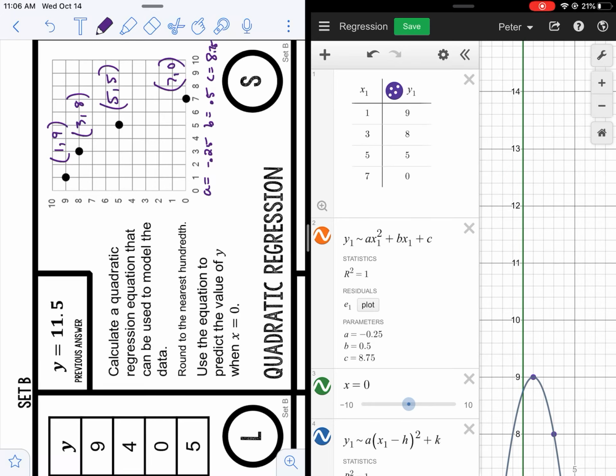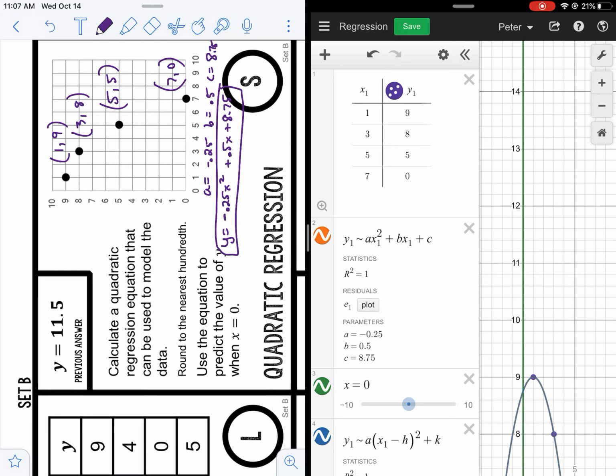So here's my equation: y equals negative 0.25x squared plus 0.5x plus 8.75. That's part 1. That's what you write down.